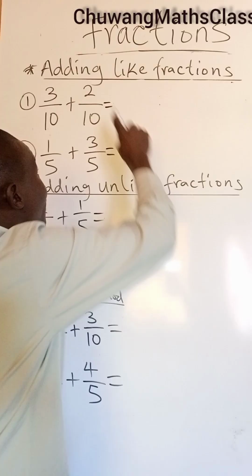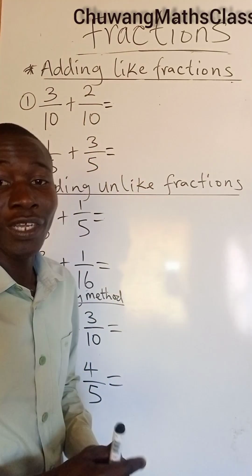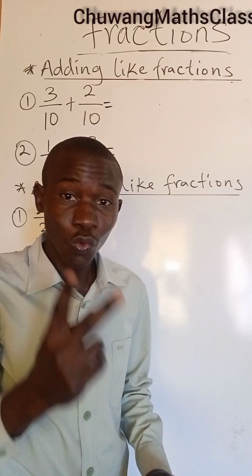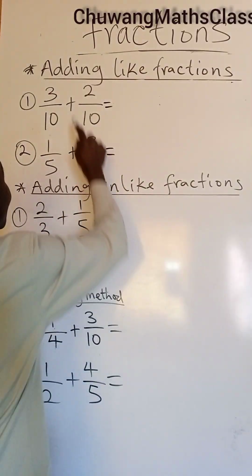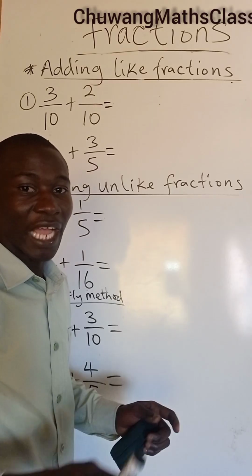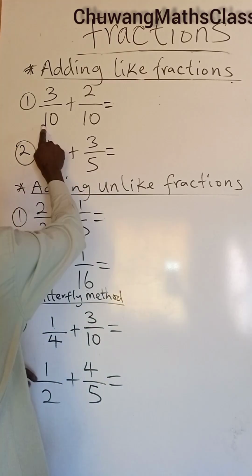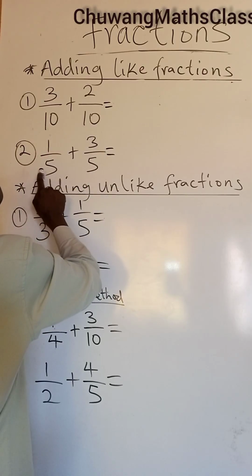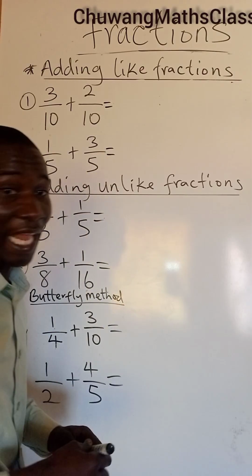Still on our topic, fractions. Today we are going to look at additions of fractions. So in adding fractions, there are two cases. The first case is adding like fractions. What are like fractions? Like fractions are fractions with common denominator. You can see we have 10 here, we have a common 10, we have also 5 and 5 here. So these are like fractions.